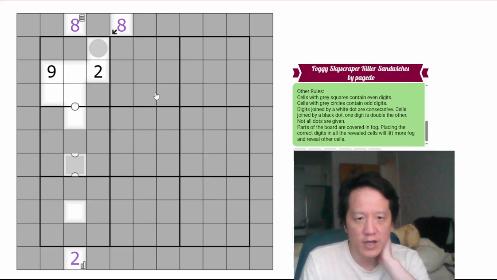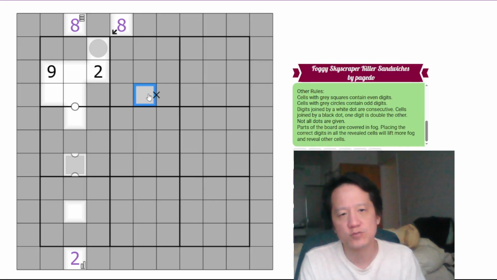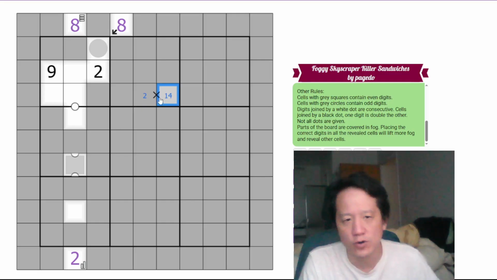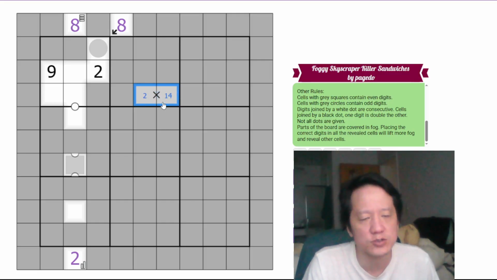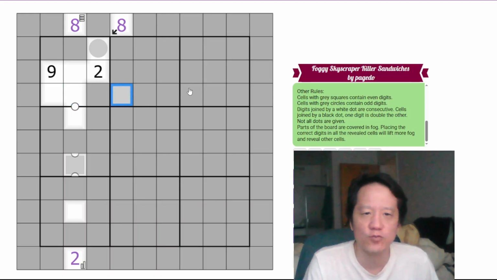And let's say we had a black dot here. If this were 2, this would have to be 1 or 4 to maintain the 1 to 2 ratio between the digits in cells separated by a black dot. And then parts of the board are covered in fog. Placing the correct digit in all the revealed cells will lift more fog and reveal other cells. Okay, I don't know why it's called in all the revealed. This sounds like it's a dynamic fog of war puzzle here, so it's not going to be normal.